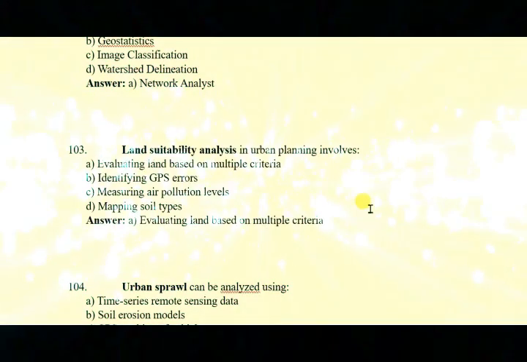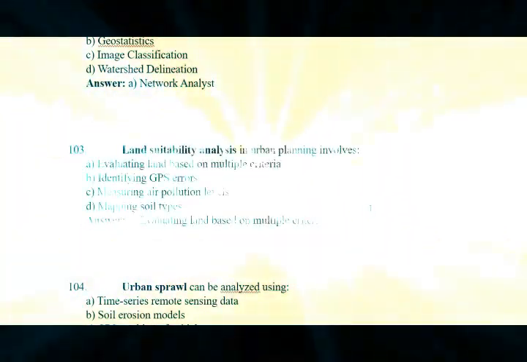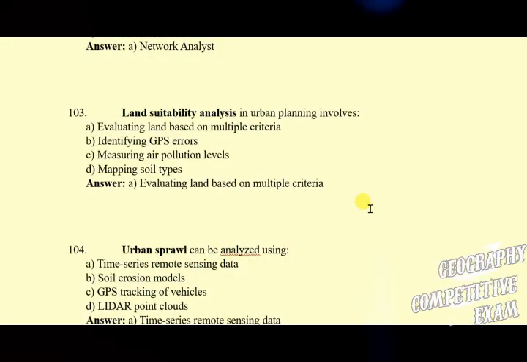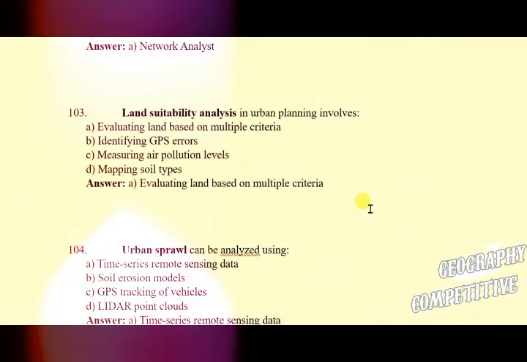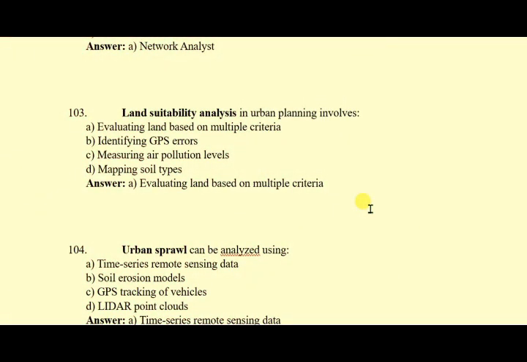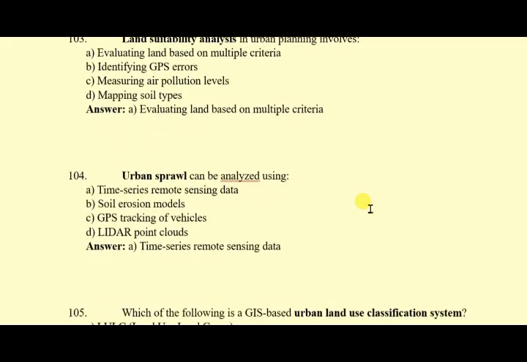103. Land suitability analysis in urban planning involves evaluating land based on multiple criteria, identifying GPS errors, measuring air pollution levels, mapping soil types. The right answer is evaluating land based on multiple criteria.